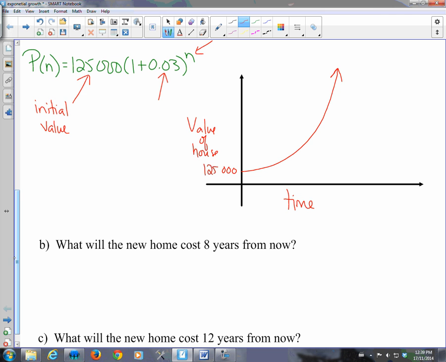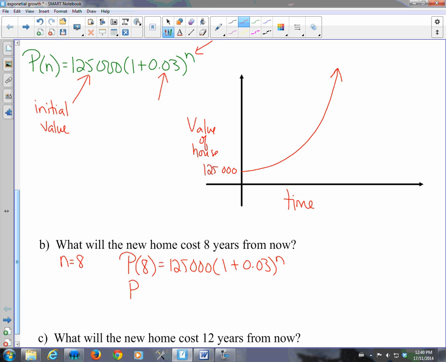What will the new home cost 8 years from now? This is where we figure out our n value. The question's talking about 8 years from now. 8 is our n value. So we plug it into our equation. The value of the house at 8 is 125,000 times (1 + 0.03) to the exponent n.